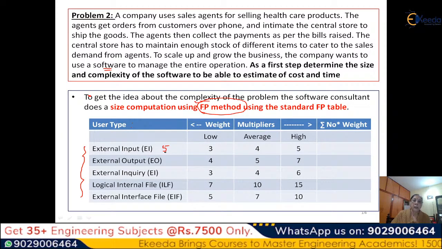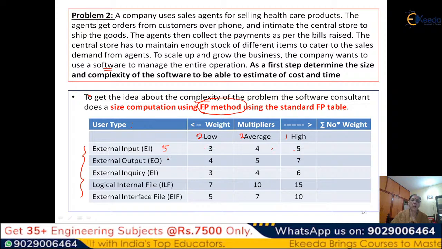And having done it, suppose I find there are 2 low and 2 average and 1 high, then what I have to do is use weight multipliers. How weight multipliers? That means if it is low, I will multiply it by 3. If it is average, I will multiply by 4. If it is high, it is multiplied by 4. This is a standard table. It's given in the FPIUG. If you go to a book or the website, they will give you this. So this is a standard table.